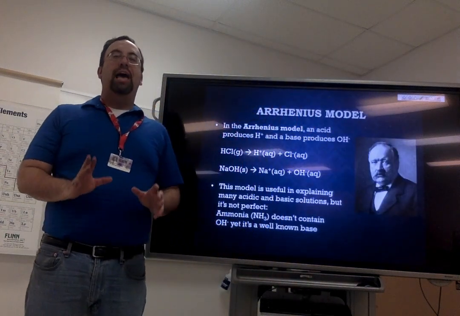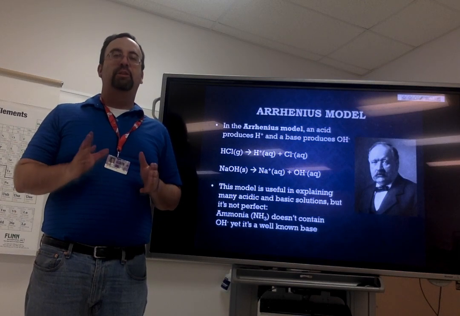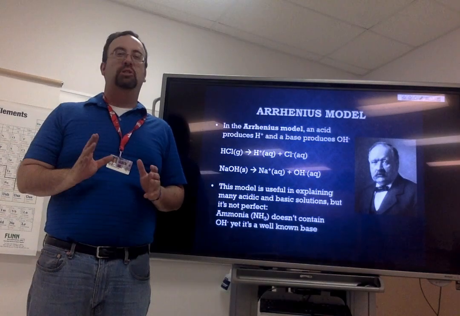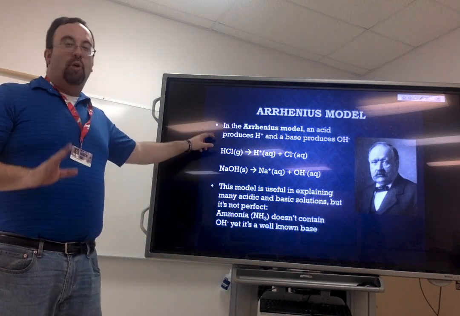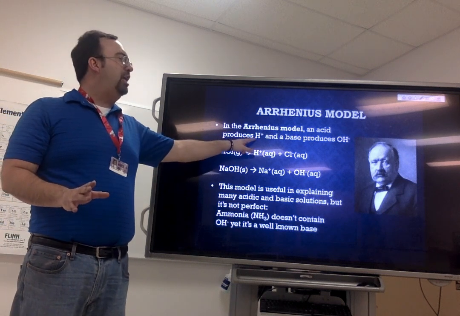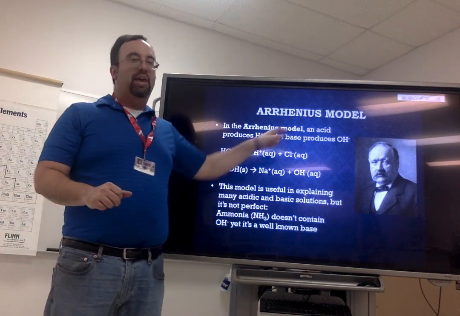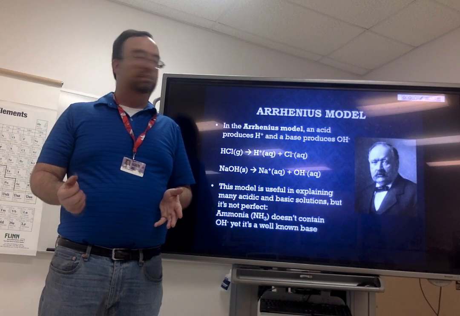This model of acids and bases was first proposed by the Swedish chemist Svante Arrhenius. I'm sorry, I apologize for my terrible Swedish accent. What he proposed was that an acid produces hydrogen H plus ions, while a base produces the hydroxide ions, also known as OH minus ions.